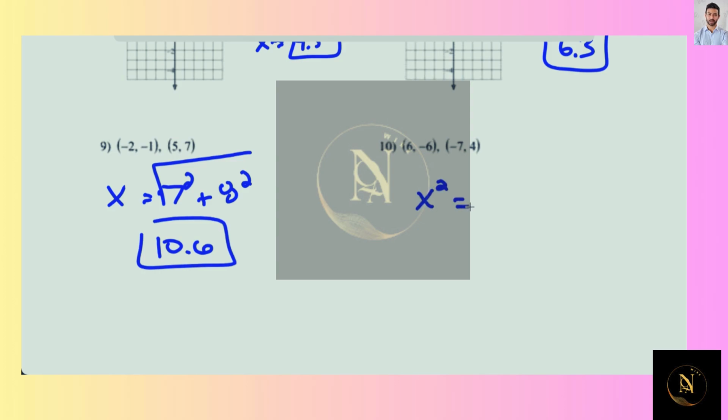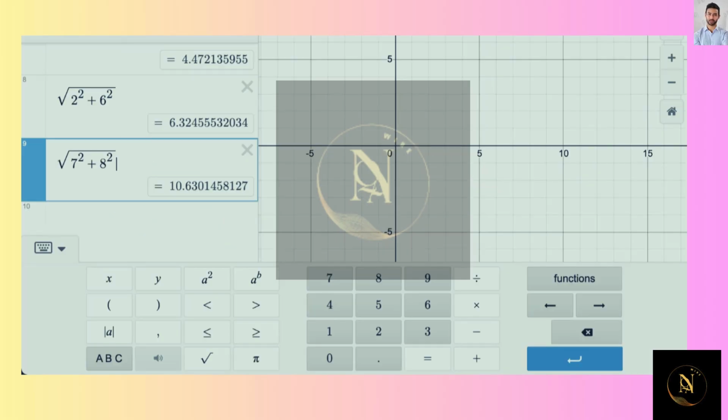Using the Pythagorean theorem, the distance is the hypotenuse connecting the points. The a and the b are the differences between your x coordinates and y coordinates. Between a +6 and a -7 is 13. Between a -6 and a +4 is 10. So the distance between them is the square root of 13 squared plus 10 squared, which is 16.4.